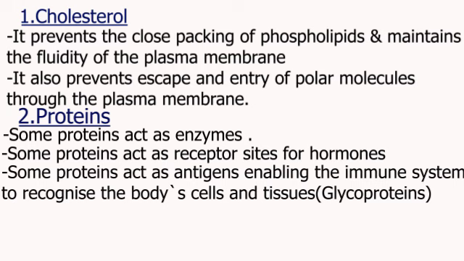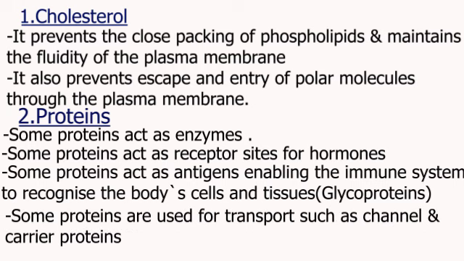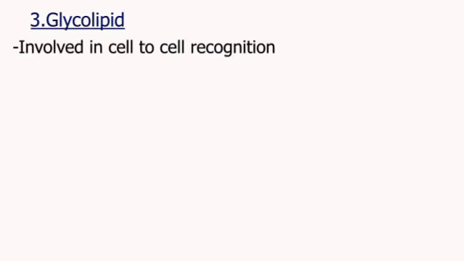Then we have channel proteins and carrier proteins that are involved in selective transport of polar molecules and ions across the membrane through facilitated diffusion and active transport. Now, transport across the cell membrane is essential for many reasons, such as to obtain nutrients, excrete waste products, and secrete useful substances such as hormones and enzymes. Then we have the glycolipids, which are used in cell recognition. That's all I can tell you about them.